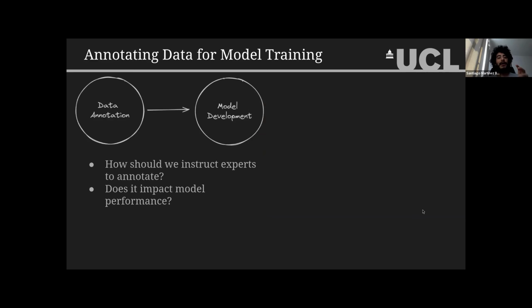So, now that we have an annotation tool in our hands, there's another question which might not be as immediate. We have this pool of experts that are willing to annotate, and we have a tool for annotation. How should we instruct experts to annotate? Does that impact model performance, for example, if they follow a different annotation protocol?